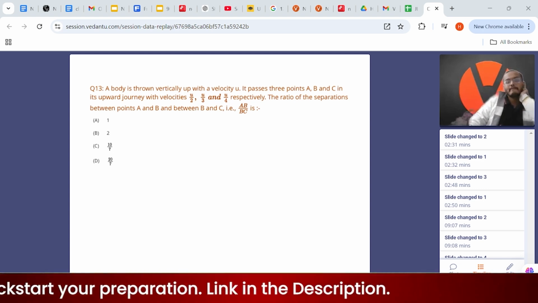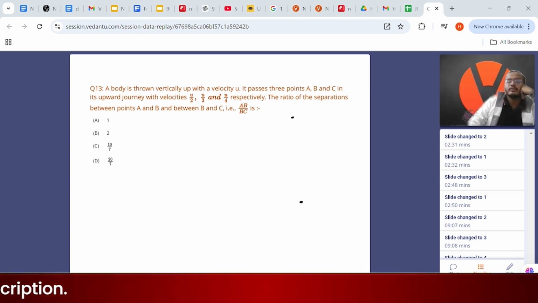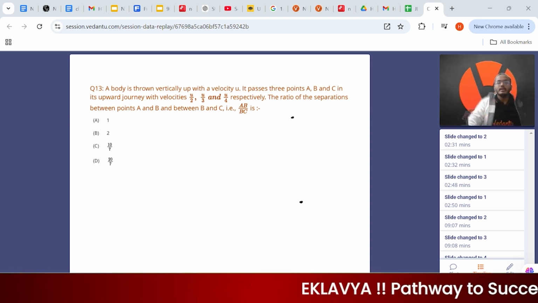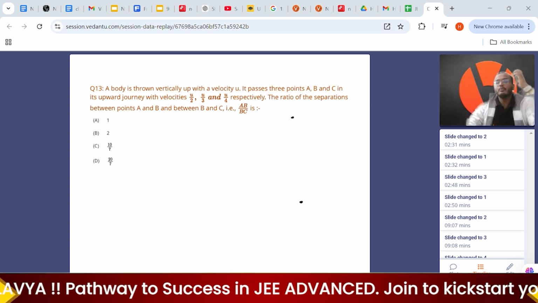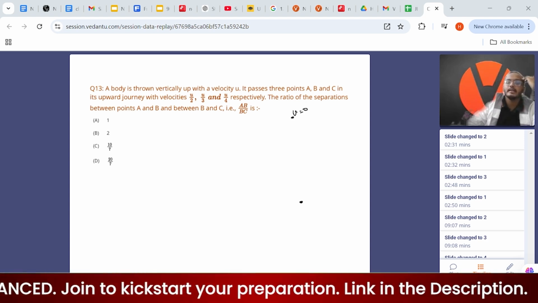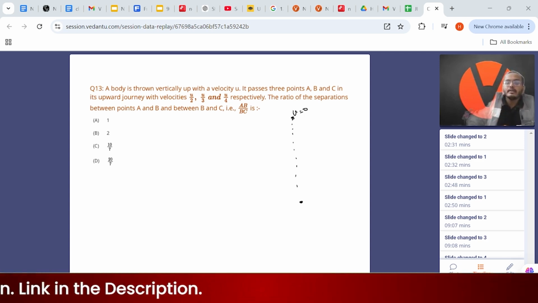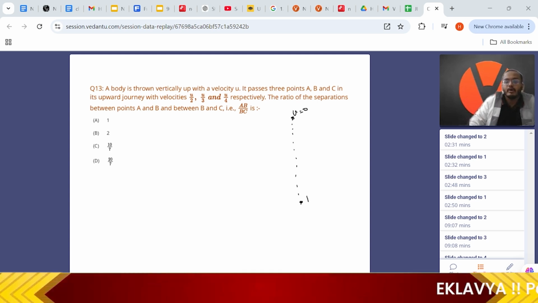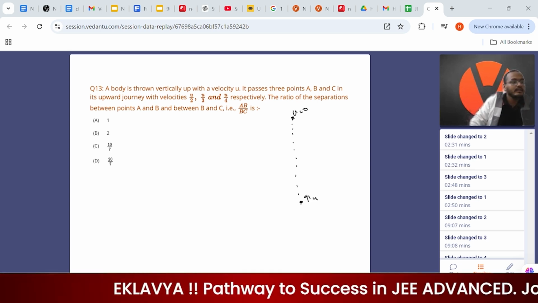See, in these types of questions, we just have to use the kinematics equations properly. Initially it was thrown with the velocity u. At the maximum height, it will reach a height and then its velocity will become 0. But our point is to find the values here. Let's say initial velocity is u and there are 3 points.